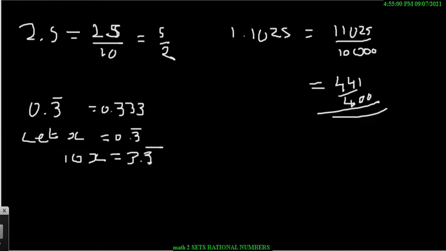Remember, we've moved one decimal place. Okay, then we can subtract. Now we can subtract x from 10x, which will give us 9x. We're subtracting 3.3 bar from 3.3 bar, which will give us, of course, 3.